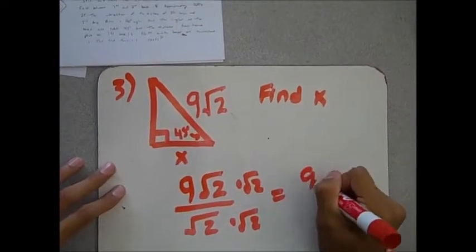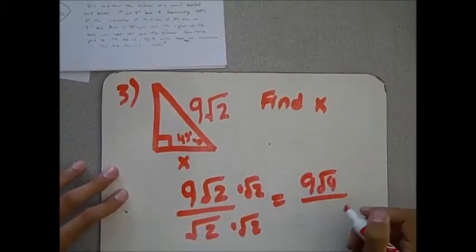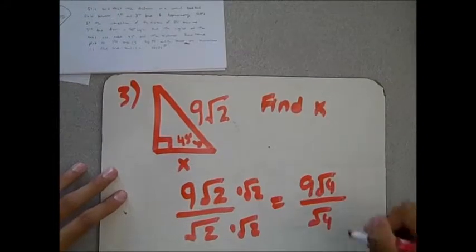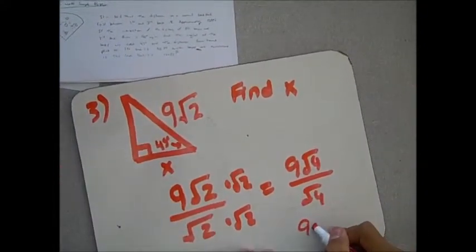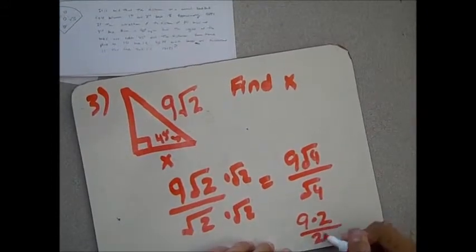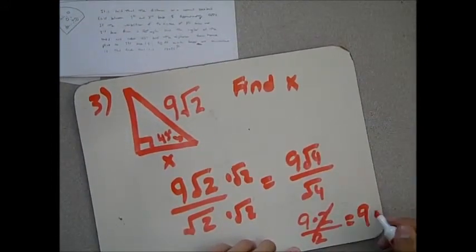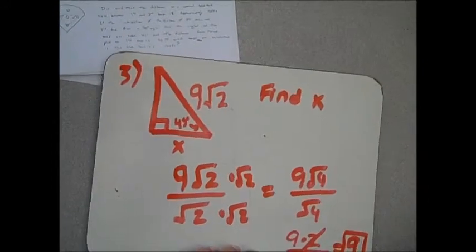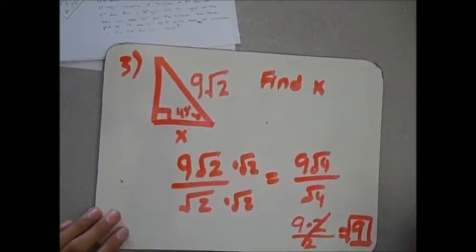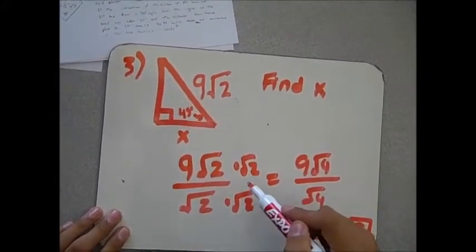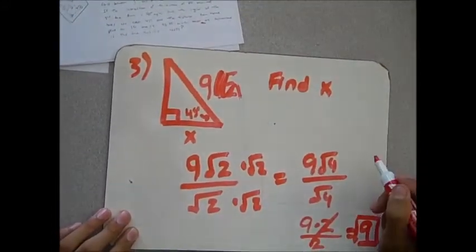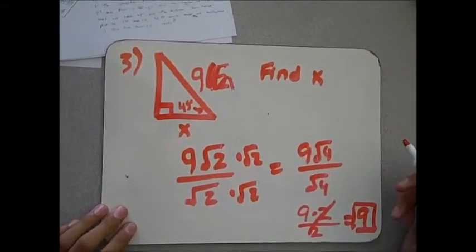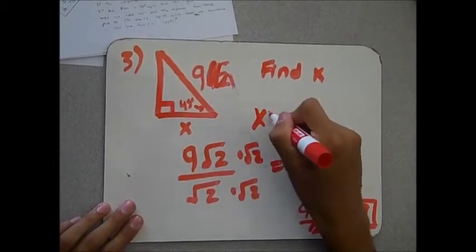And that gives you 9 root 4 over the root of 4. Now these root 4s will turn into 2's. So it becomes 9 times 2 over 2. The 2's will cancel, and that'll give you 9. Now, the secret trick to doing these problems is, instead of doing all that work, to find the x value, simply take off the root, because what you do is you multiply by the root 2, and that'll give you your x. So x equals 9.